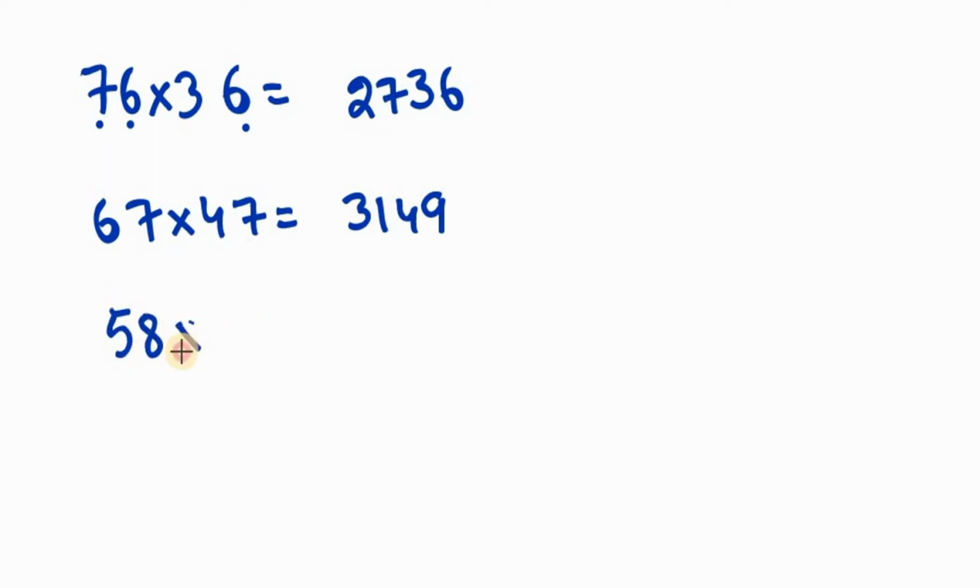58 into 58. Units place is the same. Tens place 5 5s are 25. 25 plus 8 is 33. 8 8s are 64. That's it. So let us check one more example.